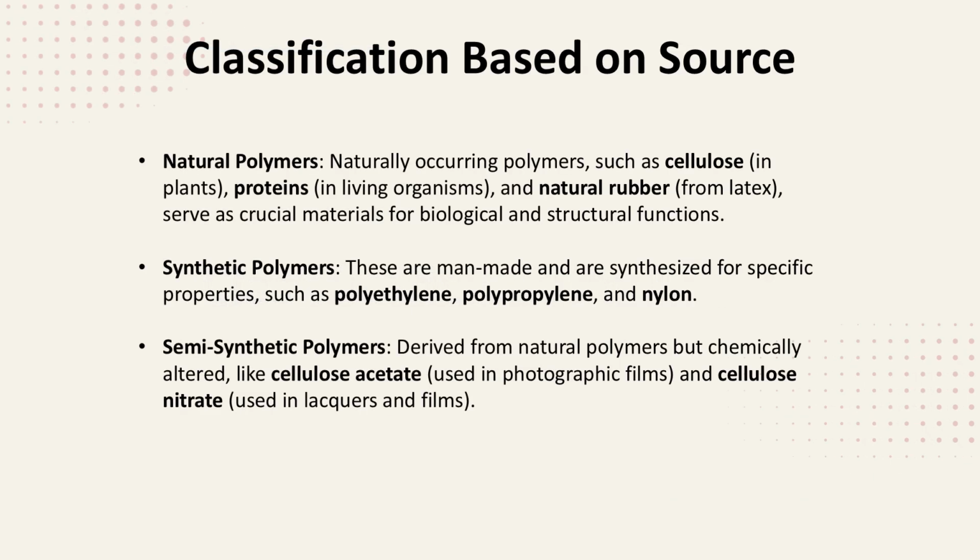Polymers can be grouped by their source as natural polymers, found in nature, like cellulose in plants and proteins in living organisms. Synthetic polymers, man-made for specific uses, such as polyethylene and polypropylene. Semi-synthetic polymers, derived from natural polymers but chemically modified, like cellulose acetate used in photographic films.